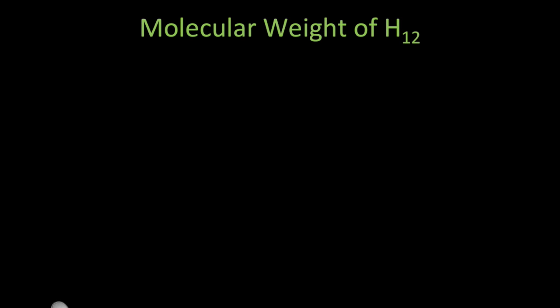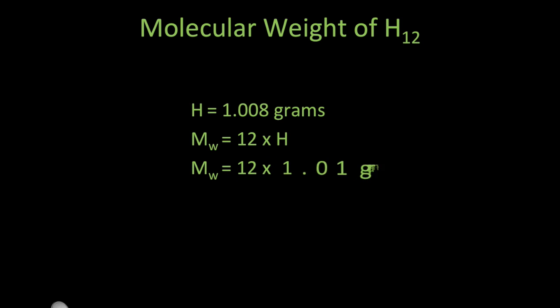The second step would be to find the molecular weight of H12. The atomic mass of hydrogen is 1.008 grams. Thus, the molecular weight is 12 times H, or 12 times 1.01 grams. Thus, the molecular weight of H12 is 12.12 grams.